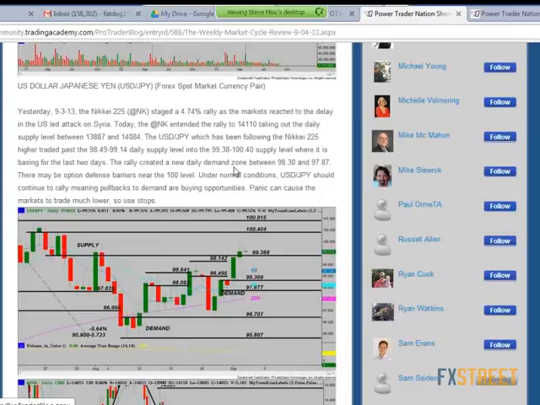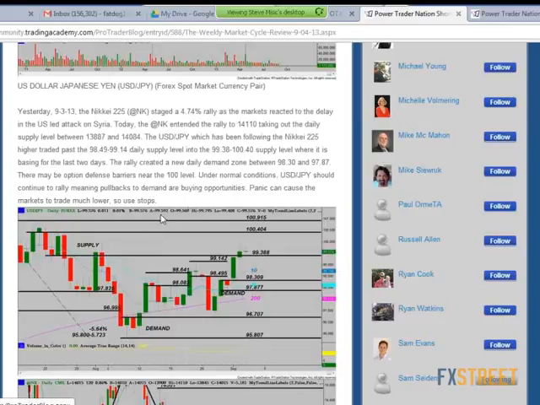The rally created a demand zone between 98.30 and 97.87. There may be option defense barriers near the 100 level. Under normal conditions, the dollar yen should continue to rally, meaning pullbacks to demand are buying opportunities, but panic can cause the market to trade much lower, so use your stops.